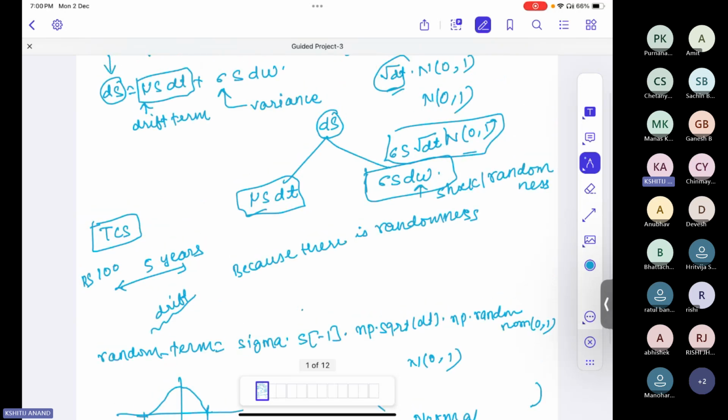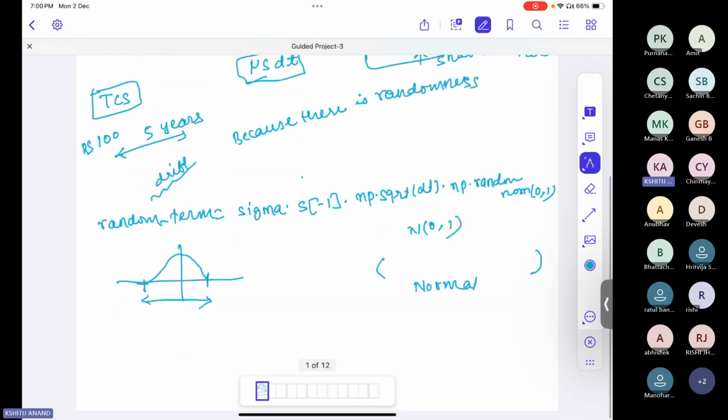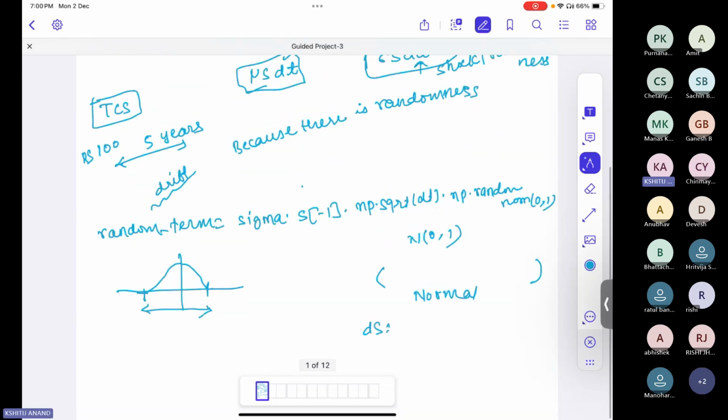So your dS will be random, right? And that is why stock prices become random. I hope you understand the meaning of dS is equal to mu S dt plus sigma S dW. Sigma is the volatility term. So basically that gives a weight to the randomness part. So how much randomness is there? That is the volatility term.